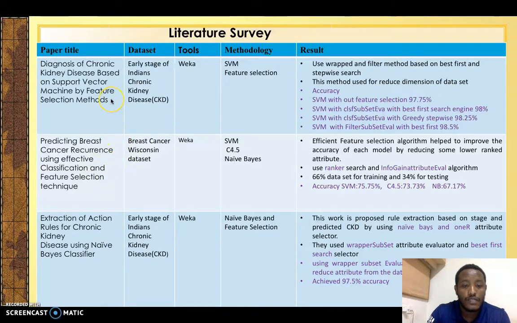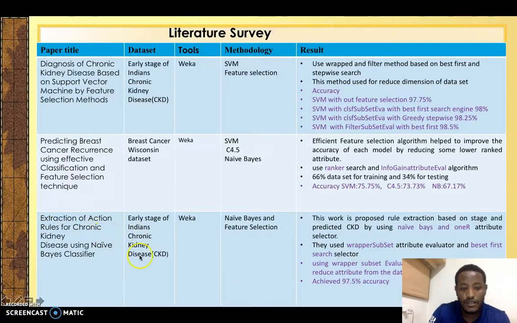Another paper is prediction of breast cancer recurrence using effective classification and feature selection. They used breast cancer data sets. They also used WEKA, with the algorithms support vector machine, C4.5 and naive Bayes. The effective feature selection algorithm helped to improve their accuracy. They used ranker and infogain attribute evaluation algorithm. They divided the dataset into 60% for training and 40% for testing. Their accuracies are shown here.